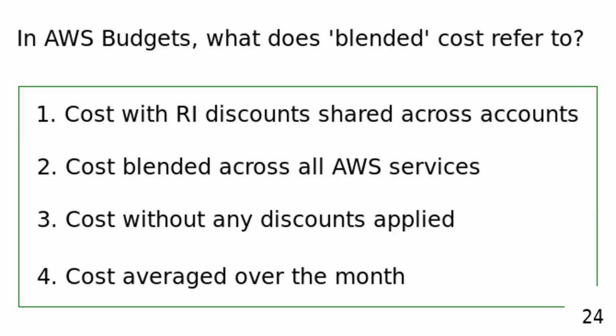In AWS Budgets, what does blended cost refer to? Cost with RI discounts shared across accounts. Cost blended across all AWS services. Cost without any discounts applied. Cost averaged over the month.